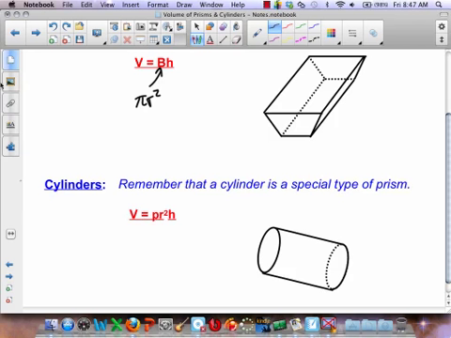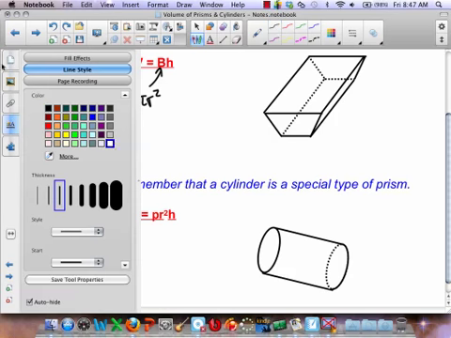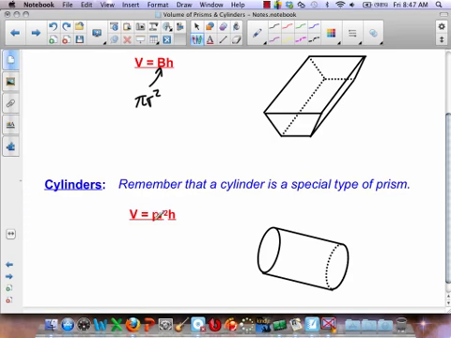Well, that's because I originally did this in a Microsoft version of the software. Unfortunately, once I went to Mac, it didn't recognize the symbol for that. So let's replace that with a red pi r squared. Okay. There we go.